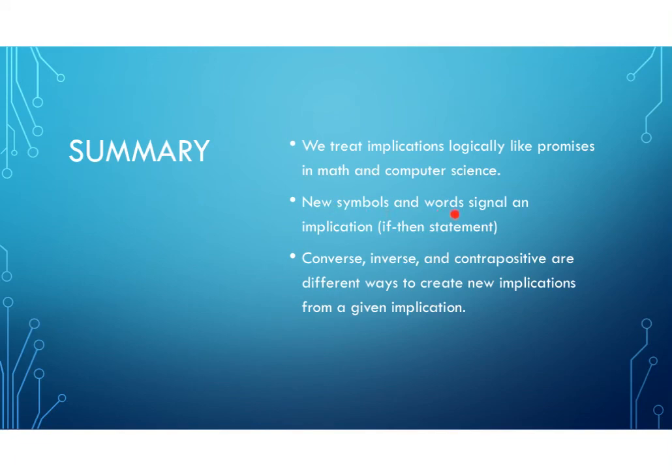We learned some new symbols and words that signal whether something is an implication, also known as an if-then statement, and we talked about some other ways we can create new implications from a given one. And we called them the converse, inverse, and contrapositive. Notice the converse will not necessarily always be true if the original implication is true. We saw that with the example involving prime numbers. And I mentioned contrapositive is going to be a very important form that we'll do in more detail later.